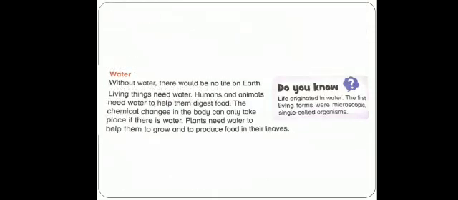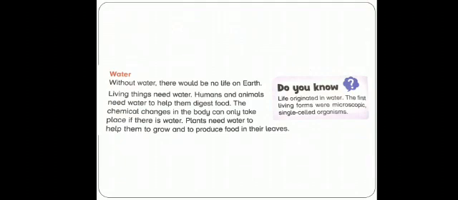The first non-living thing in the environment is water. Without water, there would be no life on earth. Living things need water. Humans and animals need water to help them digest food. The chemical changes in the body can only take place if there is water. Plants need water to help them to grow and to produce food in their leaves.